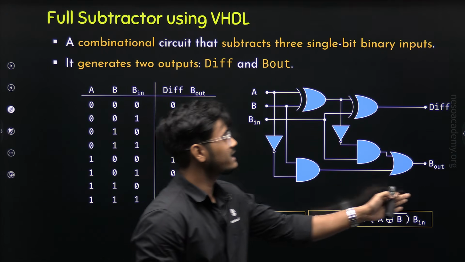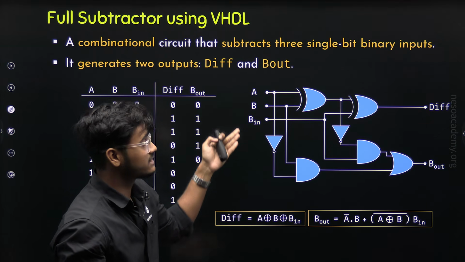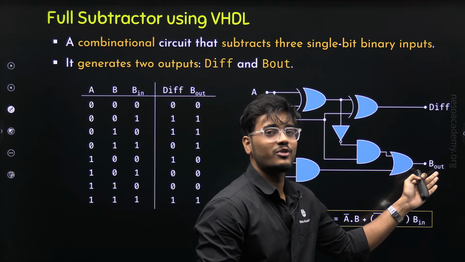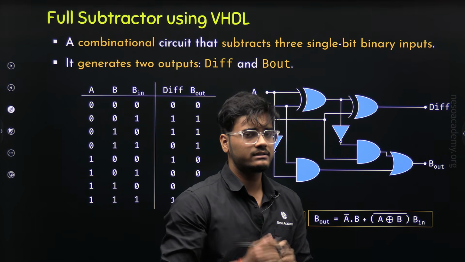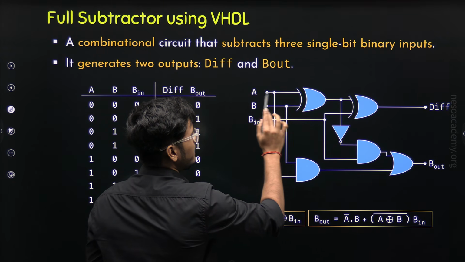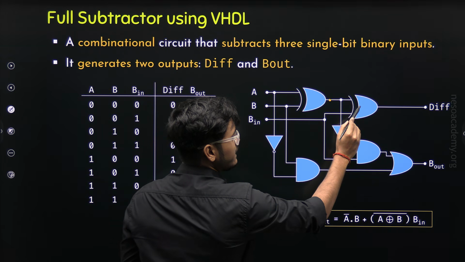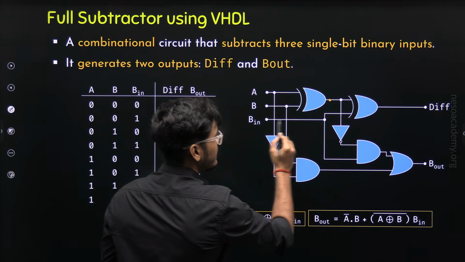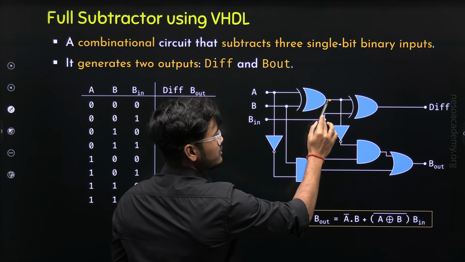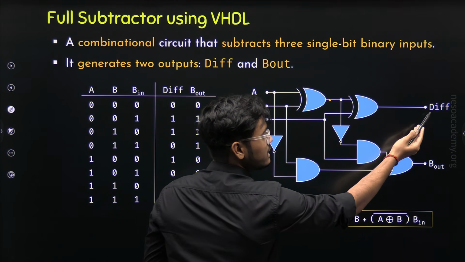So, this is the logic diagram of the full subtractor. Here we are having the three numbers that we want to subtract: A, B, B in, and the two outputs, difference and borrow out. Let's quickly verify this logic diagram. The output of this XOR gate is A XOR B. Now, this output A XOR B is the input for this XOR gate, and the second input is B in. So, the output of this XOR gate will be A XOR B XOR B in, which is our difference.